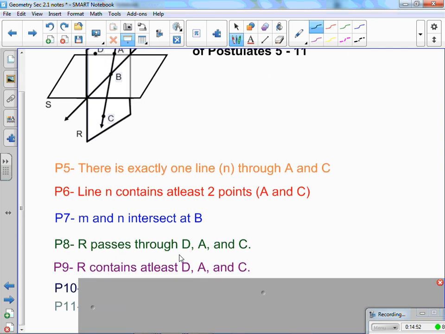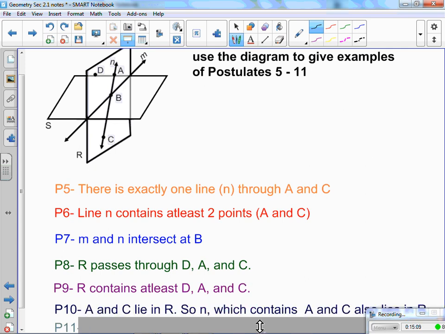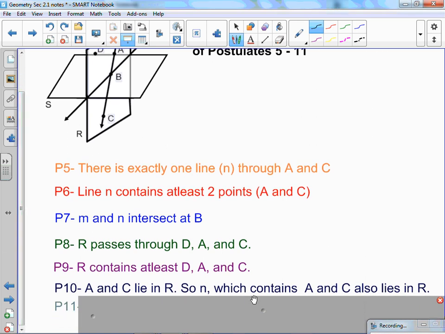And postulate 10: if 2 points lie in a plane, then the line containing them lies in the plane. So we've got point A and point C that lie in plane R, and so therefore line N is going to lie in plane R as well. So A and C lie in R, so N, which contains A and C, also lies in R.